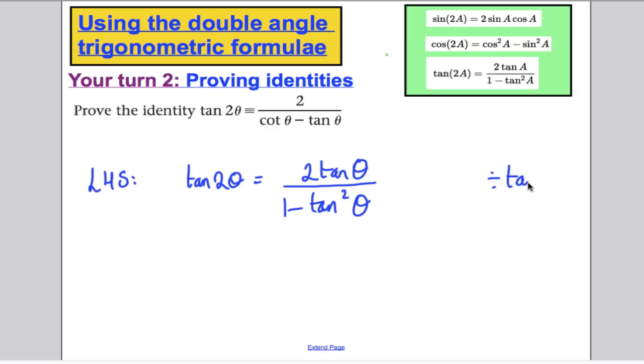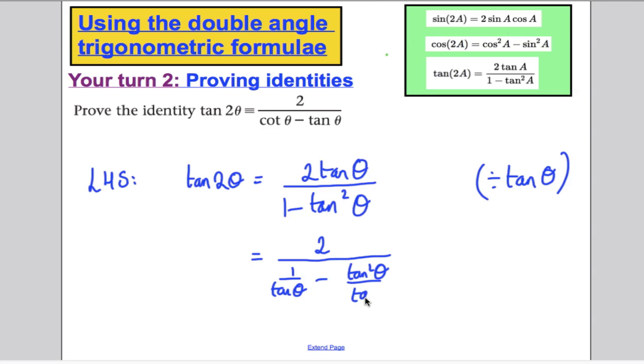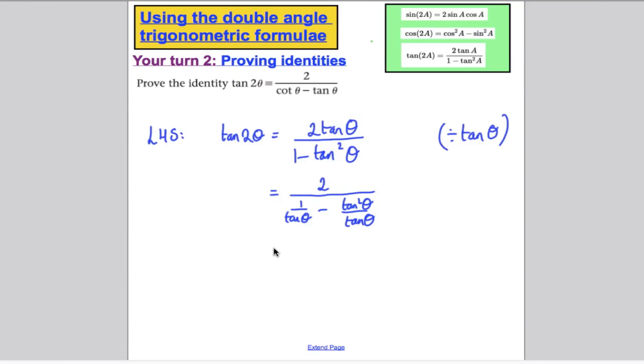So if we divided both top and bottom by tan theta, what would we get? Well, we get the 2 on the top, we get 1 over tan theta here, and we get minus tan squared over tan theta here. And that would simplify to what we're looking for. 2 over 1 over tan theta is cot theta, that's what we wanted, and tan squared over tan is tan theta. And we have proved that it's equal to the right hand side, and we're done.